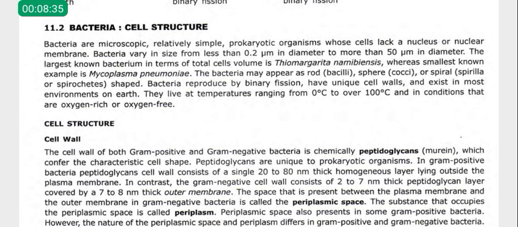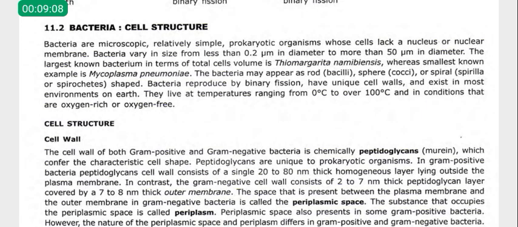Bacteria cell structure. Bacteria are microscopic, relatively simple prokaryotic organisms whose cells lack a nucleus or nuclear membrane. Bacteria vary in size from less than 0.2 μm in diameter to more than 50 μm in diameter. The largest known bacterium in terms of total cell volume is Thiomargarita namibiensis, whereas the smallest known example is Mycoplasma pneumoniae.